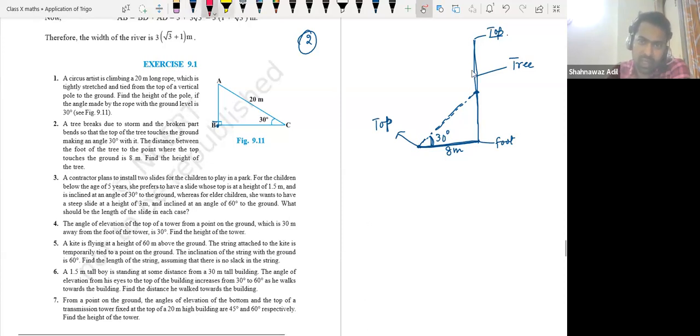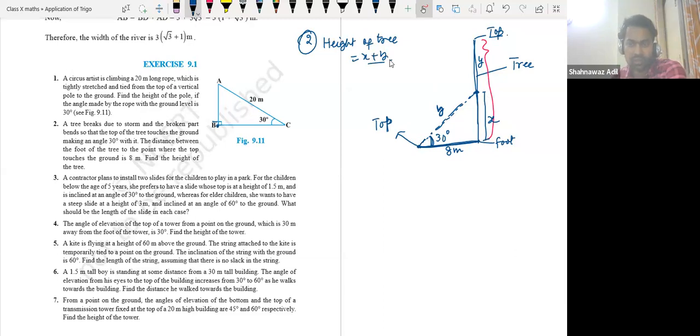Remember, the height of the tree is this whole thing, but this part has dropped down and reached the ground. Let's say this is y, the broken part, and this is x, the unbroken part. So we have to calculate x and y, because the height of the tree would be x plus y.